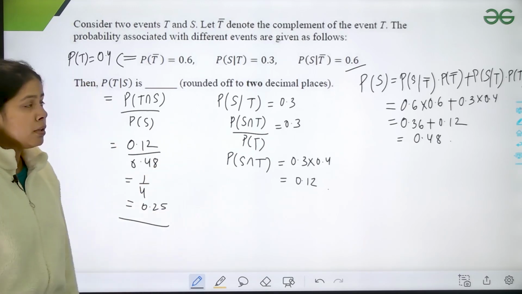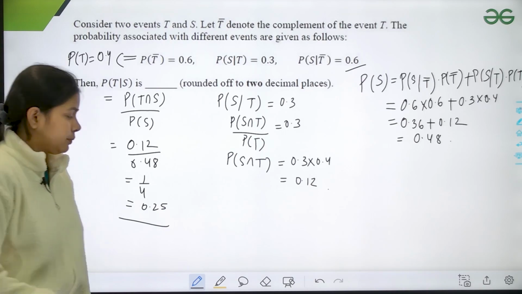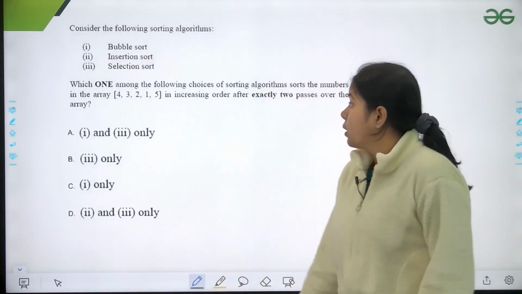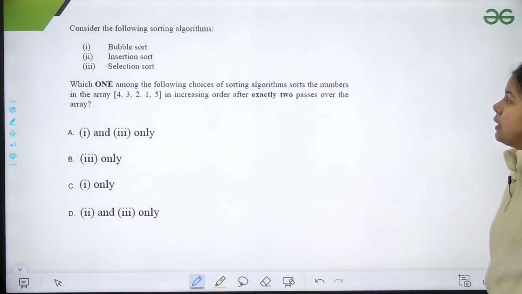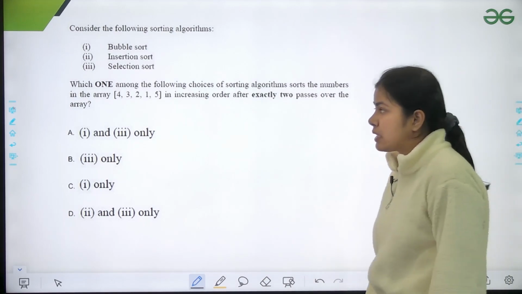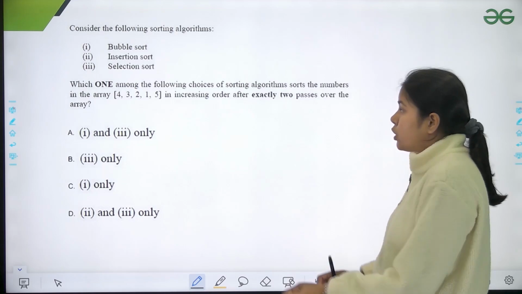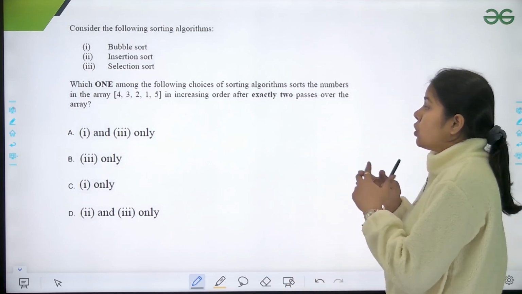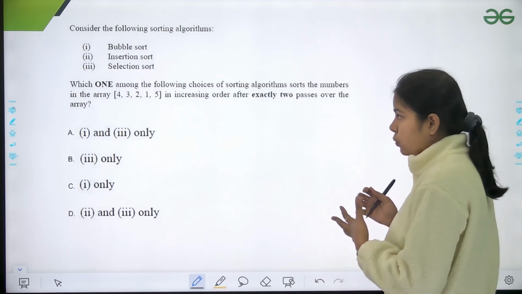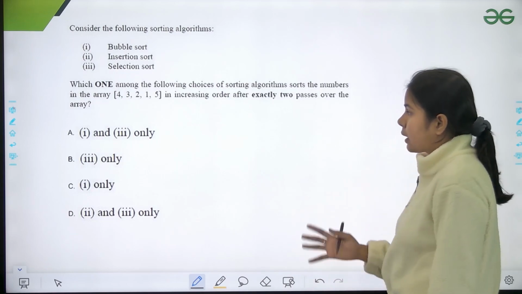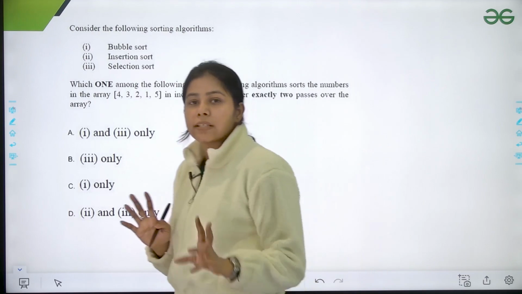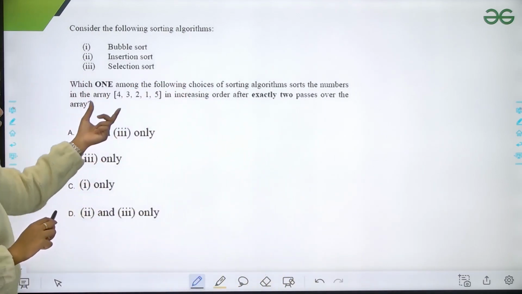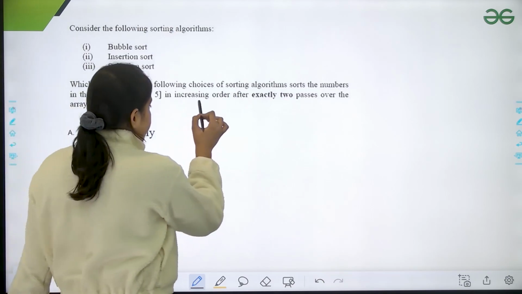So this is a question based on probability. Okay, now next we have a question. Consider the following sorting algorithms: bubble sort, insertion sort, selection sort. Which one among the following sorting algorithms sorts the array 43215 in increasing order after exactly 2 passes over the array? So after exactly 2 passes, which would give me the sorted array? So 43215 is my array.